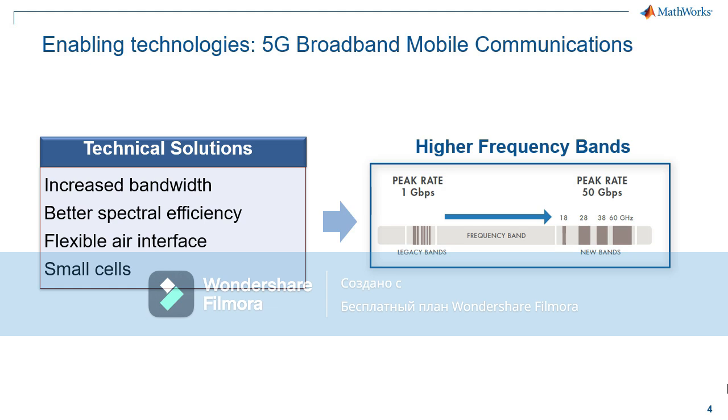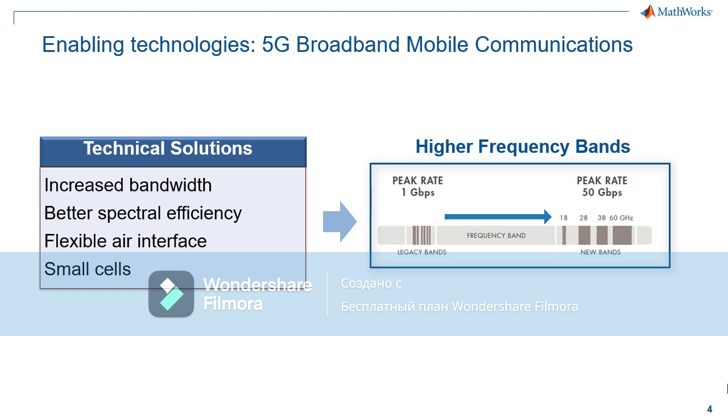Among the technical solutions that have been proposed is the following. You can increase the bandwidth by using signals with larger bandwidth. You can essentially increase your throughput. And you can also squeeze more from a given hertz of bandwidth. That's called better spectral efficiency. How many more bits per second can you get per hertz? You can also use flexible air interfaces. In this case, it means using multi-carrier communication systems that use OFDM, OFDMA, and multi-user MIMO.